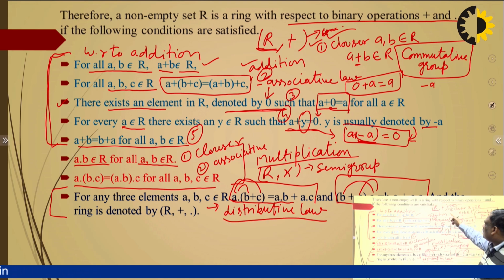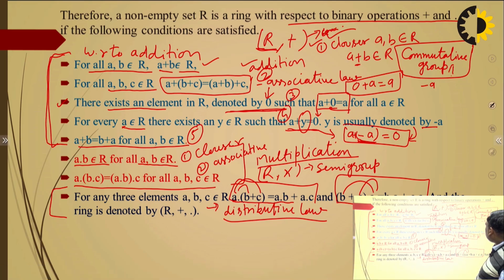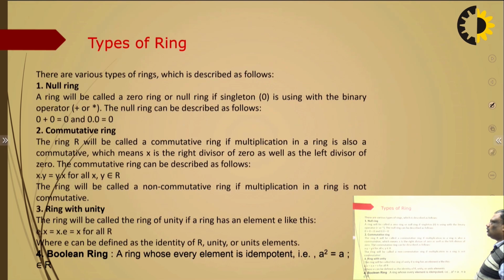So a commutative group with respect to addition, a semi group with respect to multiplication, and holding the distributive law, then our algebraic structure is a ring, or R is a ring. So this one is a total of 8 properties that are used to prove whether the structure is a ring or not.